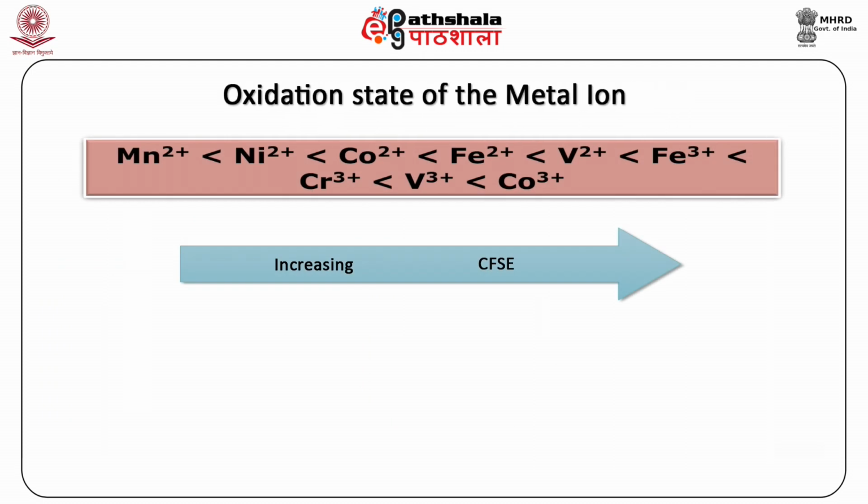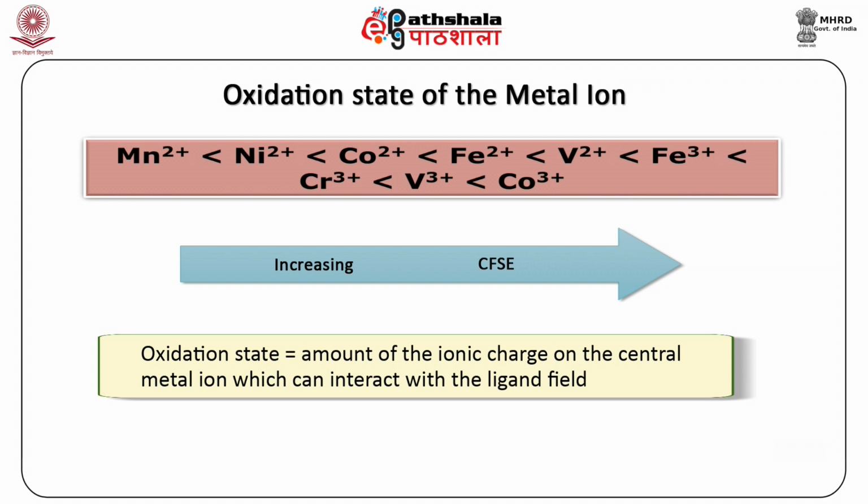Oxidation state of the metal ion. Higher the oxidation state of the metal ion, higher will be the splitting value. The oxidation state defines the amount of ionic charge on the central metal ion which can interact with the ligand field. Thus, higher the ionic charge available for the interaction, higher will be the value of splitting.